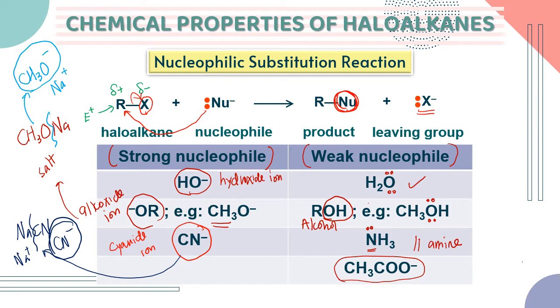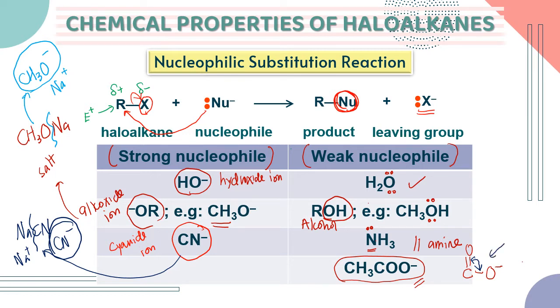And then lastly, we have over here CH3COO minus. This is the only negatively charged nucleophile that belongs to the weak nucleophiles. Why is that so? You will have over here C double bond O and then O minus, so the electrons on the pi bond can be delocalized.